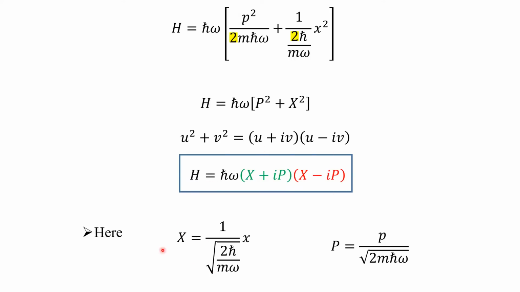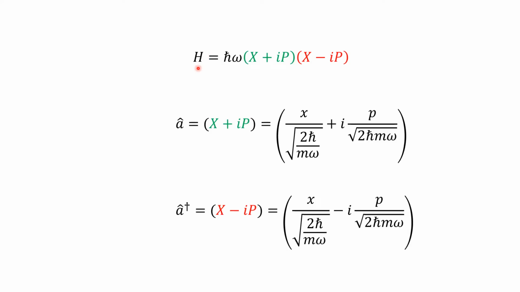Here, capital X is equal to 1 over the square root of 2 h cross divided by m omega, times x. I am taking the square root because this is x squared, so small x will become capital X like this. Similarly, this is capital P squared, so for capital P you have to take the square root of the first term, which is equal to P divided by the square root of 2 m h cross omega.